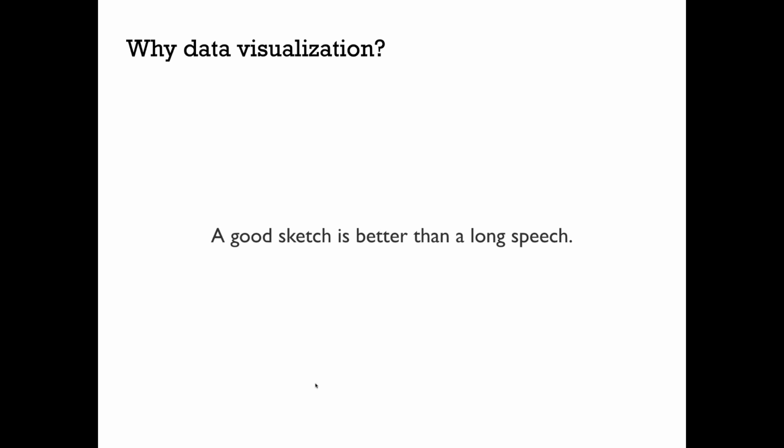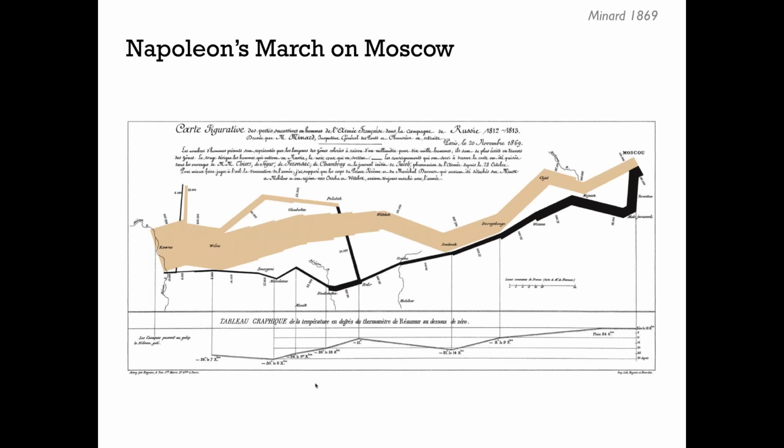A good sketch is better than a long speech, or also known as a picture's worth 1,000 words. And there is a wonderful example for what that could mean, and it also involves Napoleon. It's Napoleon's biggest defeat, so this is a little bit ironic. Napoleon's March on Moscow. I'm sure many of you have seen this.